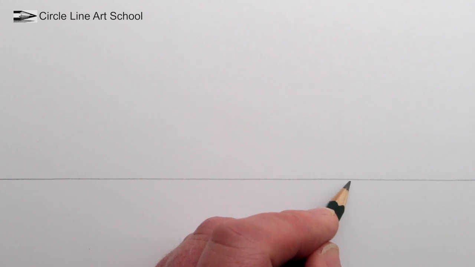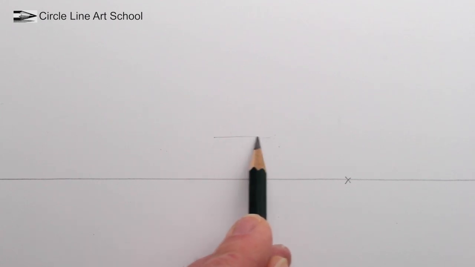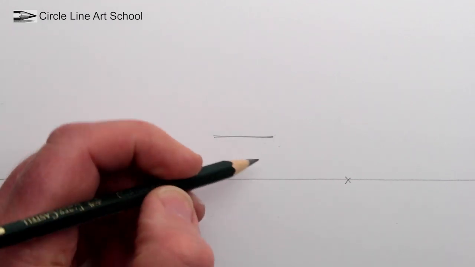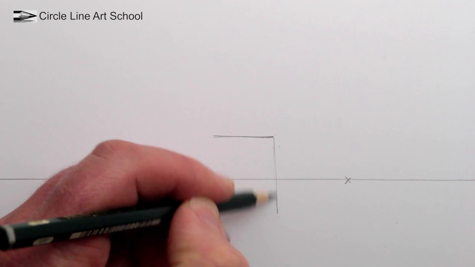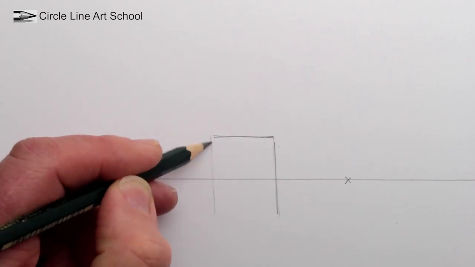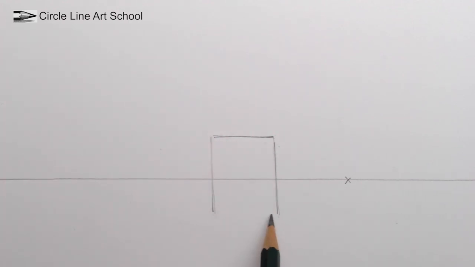For this perspective drawing, start by drawing a straight line across your paper, a bit lower than the middle height of the page. Next, draw a cross for the vanishing point on your horizon line on the right. Next, draw a rectangle taller than it is wide in the centre of your paper, with the horizon line going through this new rectangle.